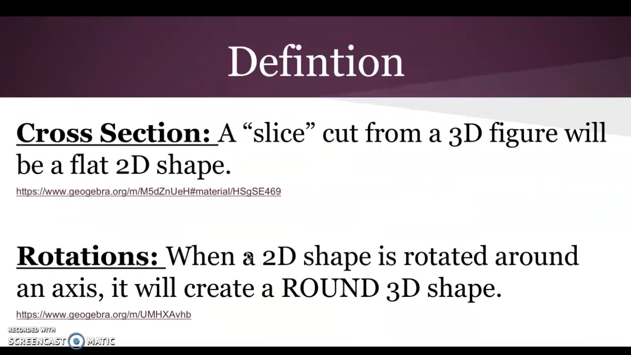So I want you now in your notebook to copy these two definitions. Cross-section is a slice cut from a 3D figure, which will be a flat 2D shape. So I'm going to take a three-dimensional shape, cut or slice it somehow, and the result will be a 2D shape. Rotations are when you take a two-dimensional shape and you rotate it around an axis. It will create a round 3D shape.